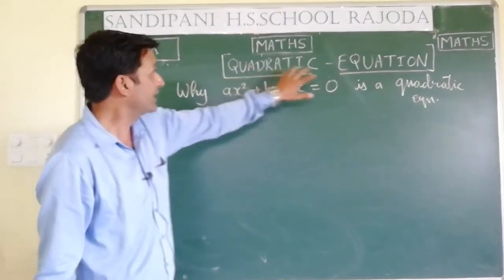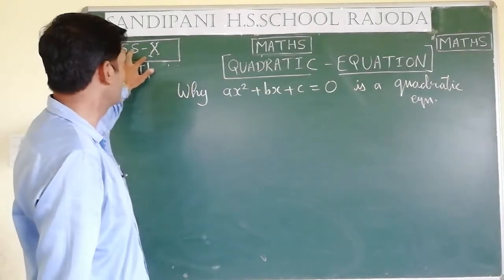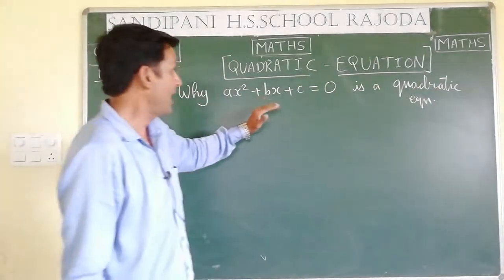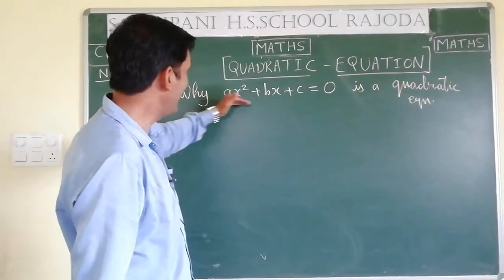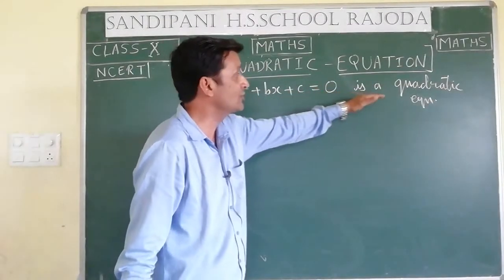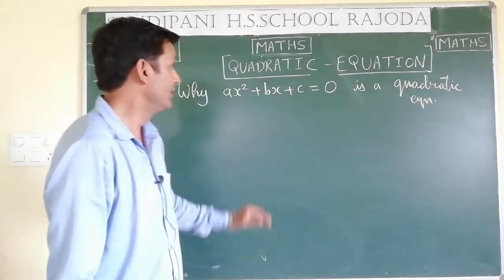I am explaining quadratic equation topic related to class 10. Today, I will explain why ax square plus bx plus c is equal to 0 is a quadratic equation.